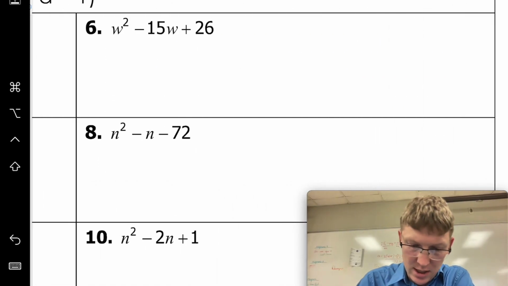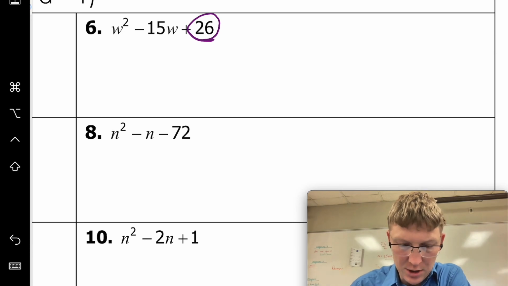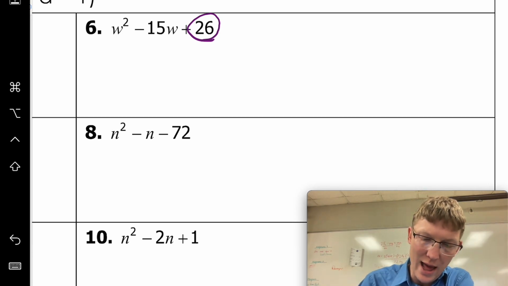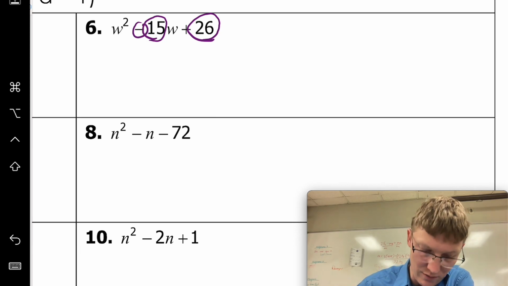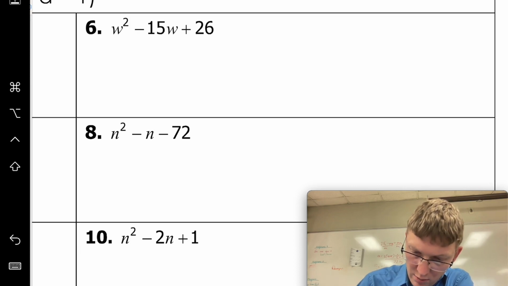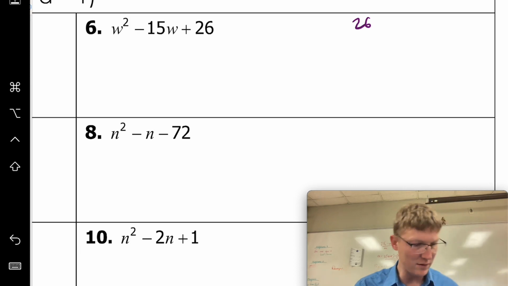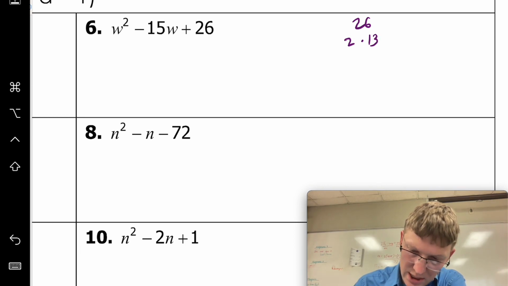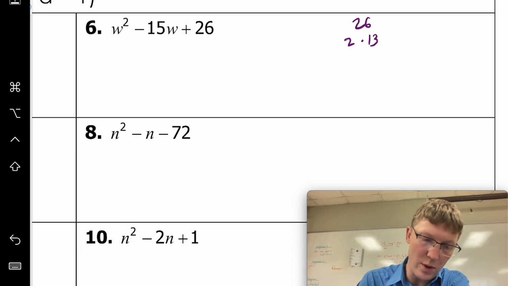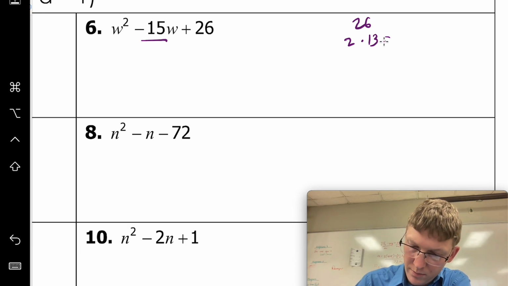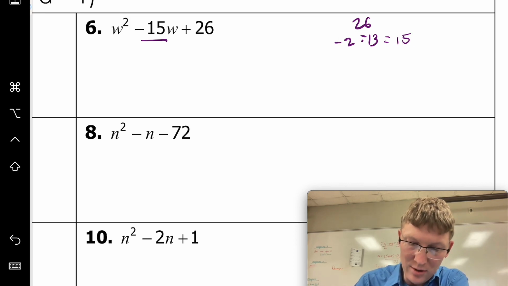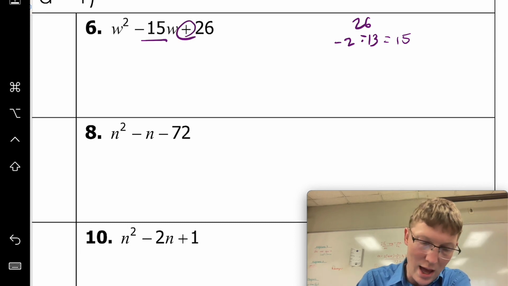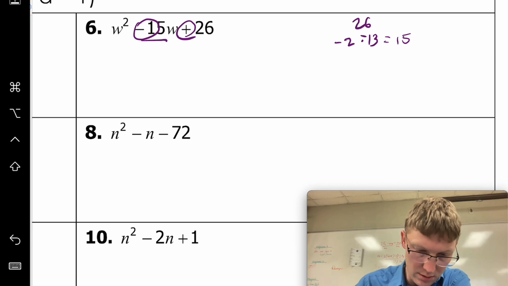So number 6, we're looking at this number, 26. We're going to look at multiples of that number. They're going to add together to give us this number, but both of those numbers are going to be negative because of that sign right there. So here we go. We can take 26 divided by 2. We've got 2 times 13. And then we add those together, we are going to get that 15. But they're both going to be negatives. I know that because a negative times a negative will give me a positive, and when they add up together, will give us our negative 15.